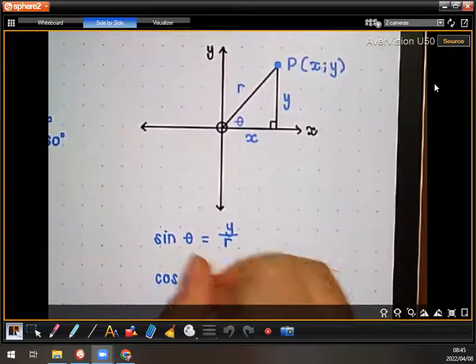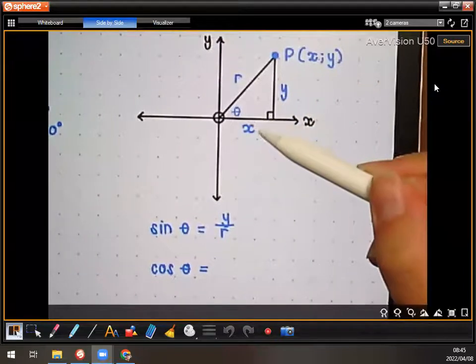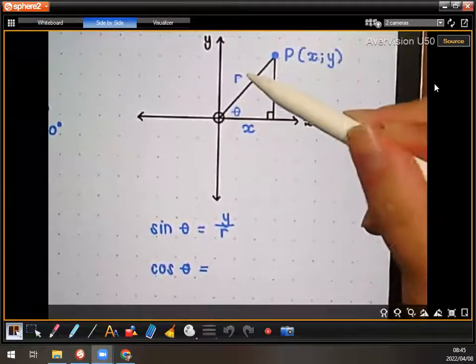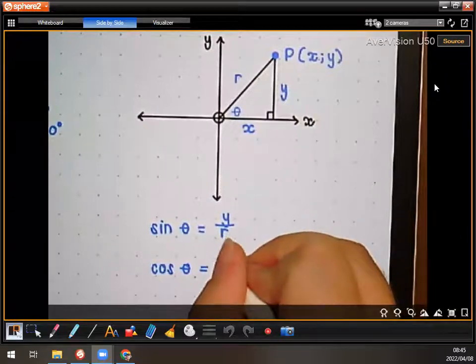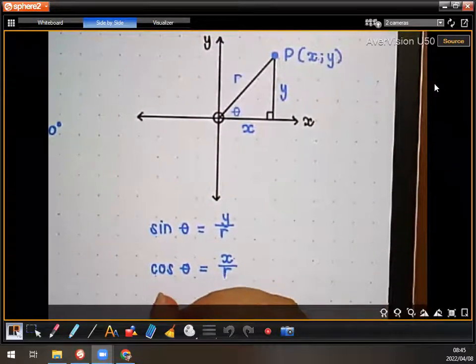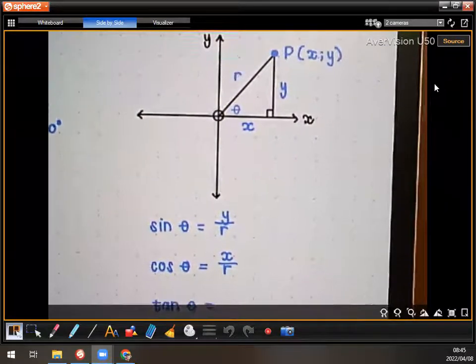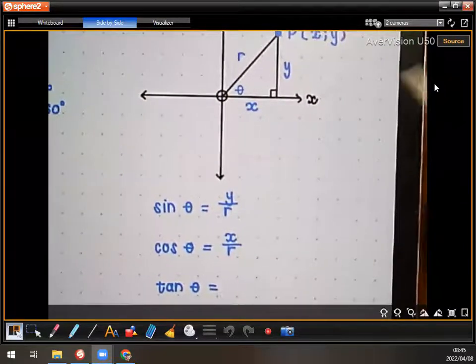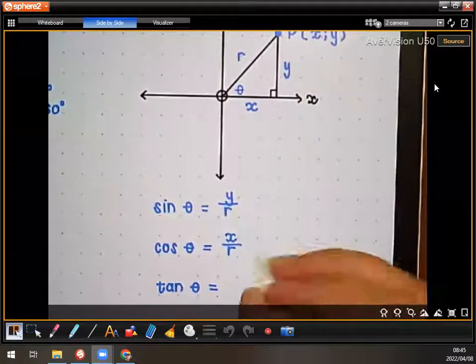Cos of theta, the theta of this angle, is adjacent over hypotenuse, x over r. Yes? Oh, sorry. Tan of theta is opposite over adjacent, y over x.